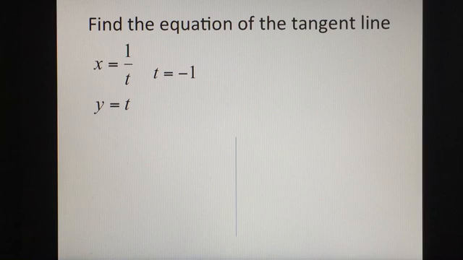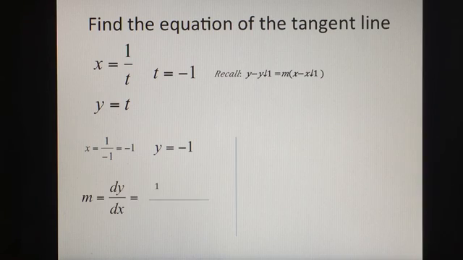Alright, so now we're finding the equation of the tangent line of these two parametric equations. We have x equals 1 over t, y equals t, at t equals negative 1. So, remember, y minus y1 equals m times (x minus x1). Remember that point-slope form? So, we've got x equals 1 over negative 1, which equals negative 1. y equals negative 1. We're just taking that t value, plugging in negative 1, finding that point.